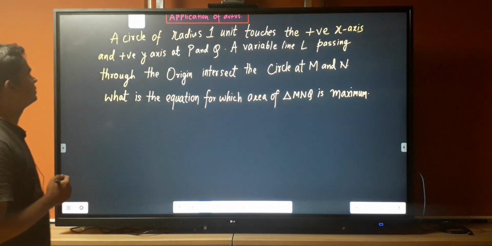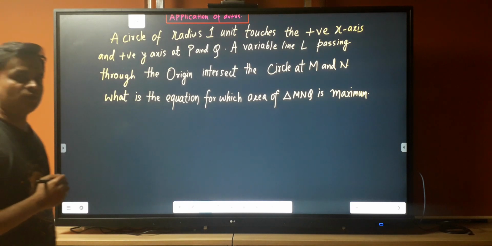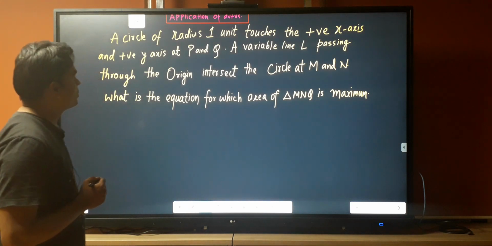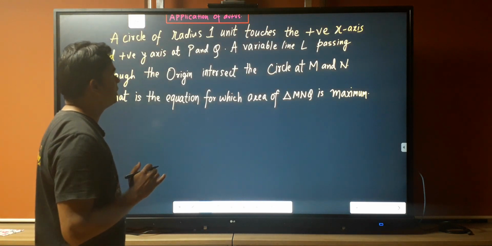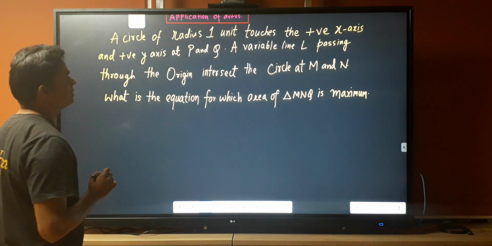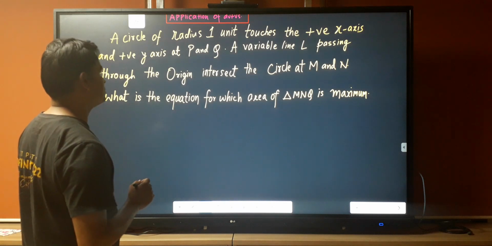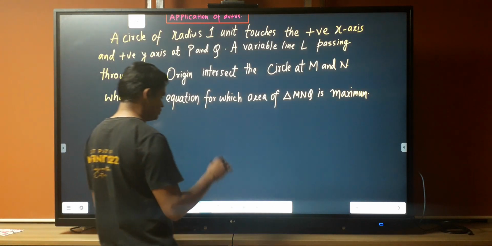Today we are going to take an interesting question from the topic of application of derivatives. The question is: a circle of radius 1 unit touches the positive x-axis and positive y-axis at points P and Q. A variable line L passing through the origin intersects the circle at M and N. What is the equation of the line for which the area of triangle MQN is maximum?